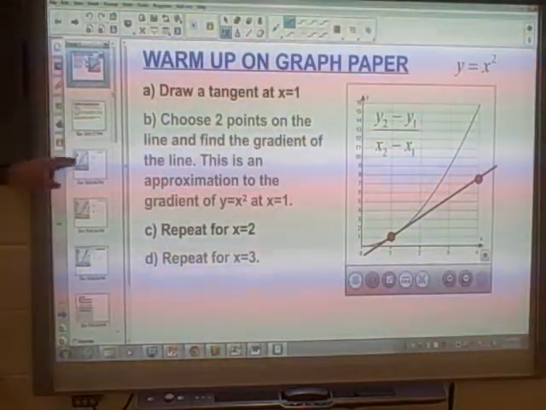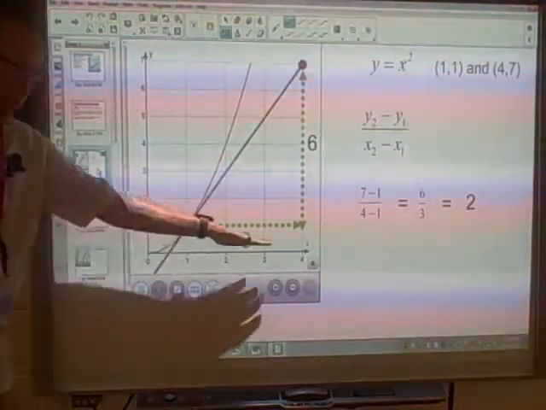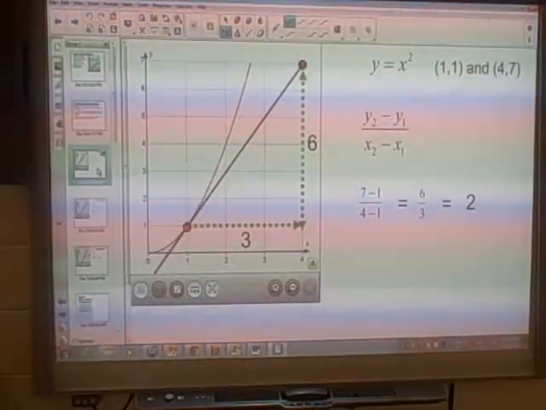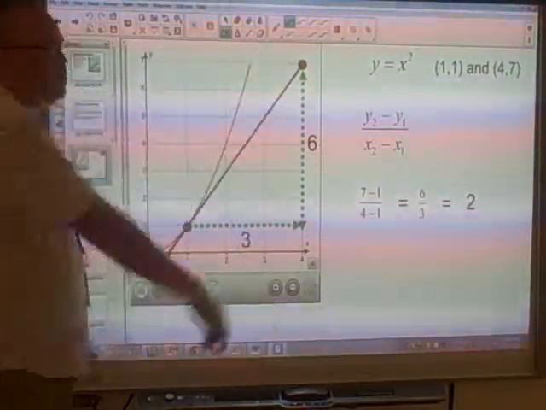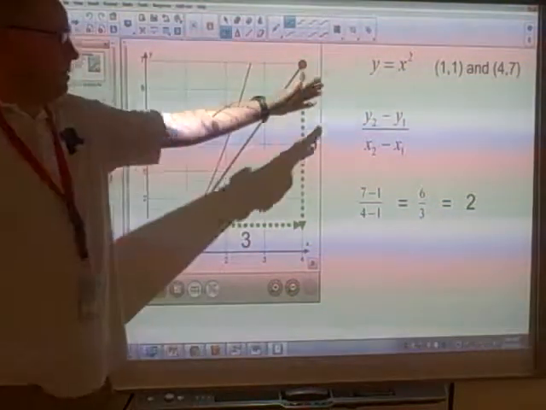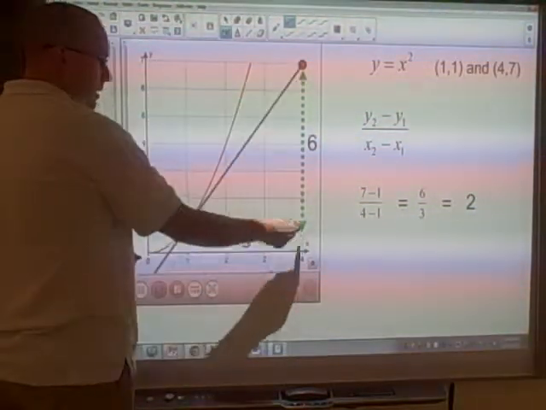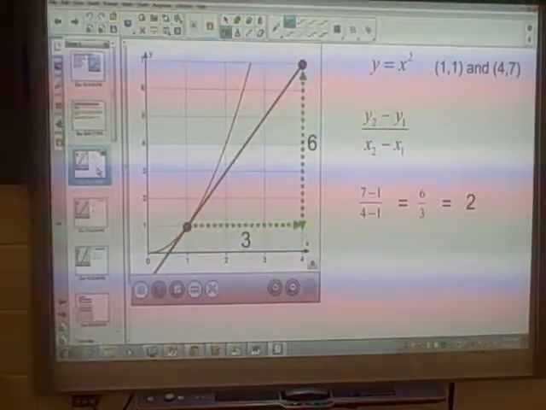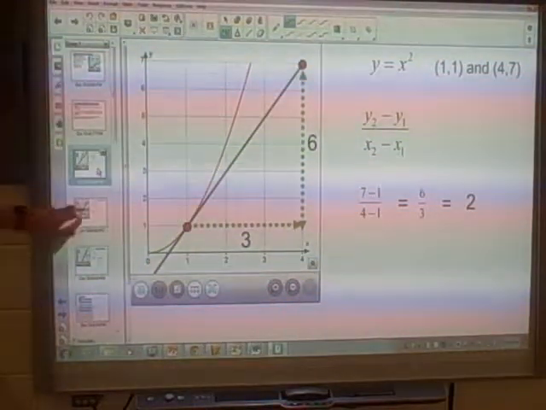Now I already have those prepared, so let's take a little look at what it looks like. I'm going to change the scale on here so you can see the graph a little bit clearer. Here's my tangent just touching at a single point. I went through (1, 1) and (4, 7), and I tried to pick 2 points that are quite far apart so we can see accurately what the slope's going to be. Using my slope formula, I can find that it's 2. Or you can simply count squares as well. Rise over run: rise is 6, run of 3, 6 divided by 3 is 2. So the slope at x equals 1 for y equals x squared is 2.